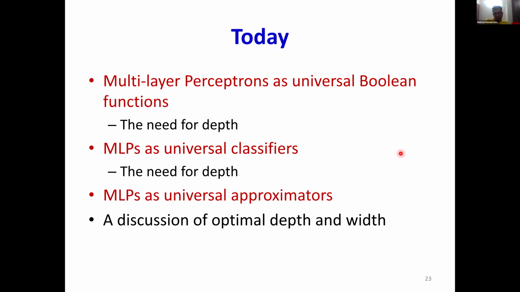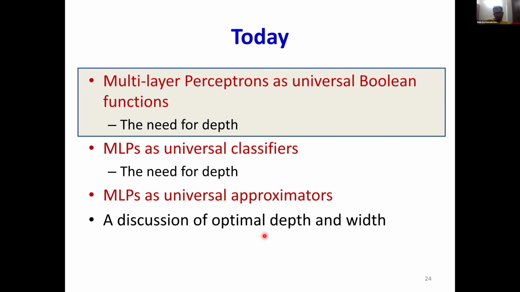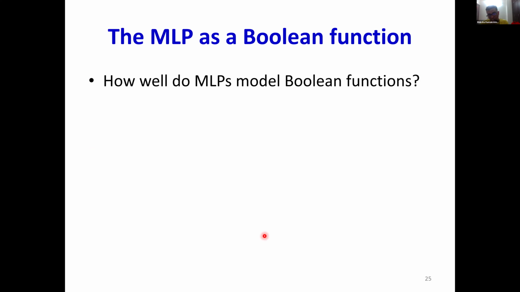That's what we're going to be covering in the rest of the lecture. We're going to be talking of multi-layer perceptrons as universal Boolean functions and the need for depth, as universal classifiers and the need for depth, and as universal approximators, and once again, the need for depth. So let's look at this first topic. How well do MLPs model Boolean functions?